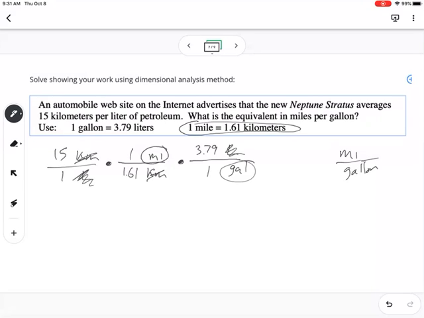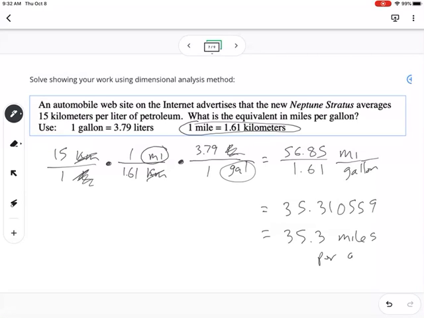And so I'm going to take my calculator out. Across the numerator, I'm going to multiply and get 15 times 3.79, and I get 56.85. And on the bottom, all I have is 1.61. Divide that, and I get 35.310559. And I rounded to 35.3 miles per gallon.